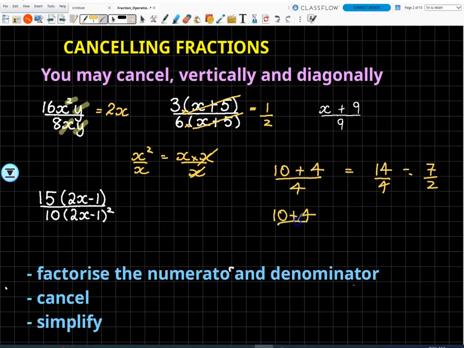So you're telling me, and sometimes even the year 11s tell me this, so don't think it's... You're saying you want to cancel these and become 1. Are they the same? No. So that's a biggie. You are not allowed to cancel when there's an add or a take in between. It has to be the multiply. Now you're going, hang on, you just cancelled and there was a plus there. But see how there was a common factor and there was a times. So that I'm allowed to cancel. This one, no go. This just stays as x plus 9 over 9.